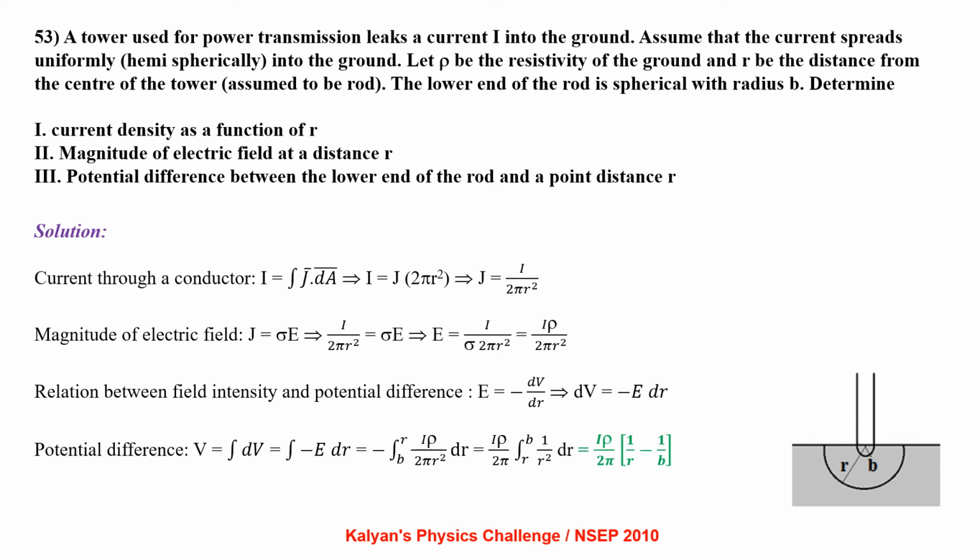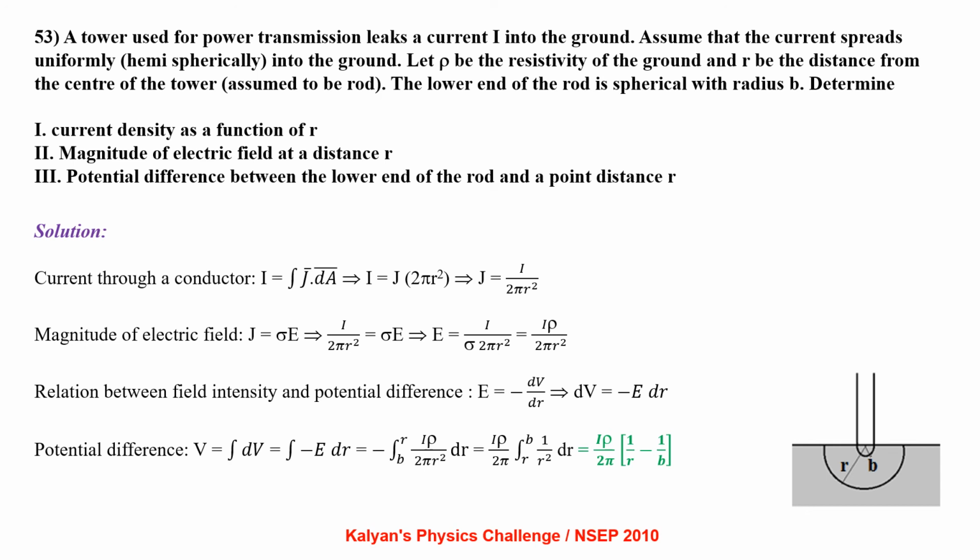Magnitude of electric field at a distance r. Magnitude of electric field can be found from the relation J equal to sigma E, where J is current density, sigma is conductivity, E is electric field intensity. From there we can write I by 2 pi r square equal to sigma E, from which we have E equal to I by sigma 2 pi r square. 1 by sigma can be written as resistivity, so it is I rho by 2 pi r square.